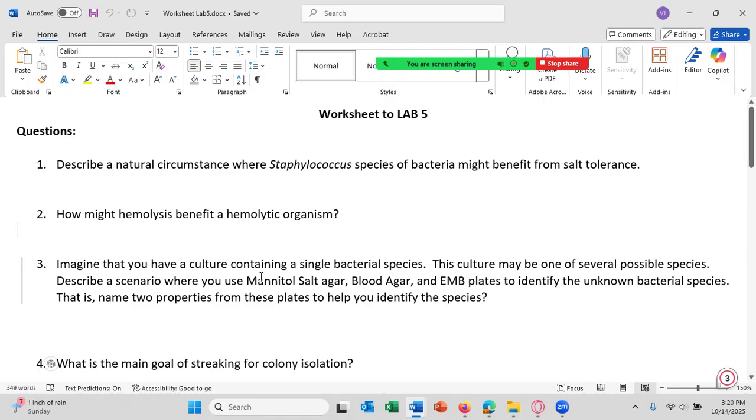And 3, imagine you have a culture media containing a single bacteria species. This culture may be one of several possible species. Describe a scenario where you use mannitol salt agar, blood agar, and EMB plates to help identify the unknown bacterial species. You must name 2 properties from each plate, mannitol salt agar, blood agar, and EMB, that can help you identify the species. Any question about 3? So you need to describe 6 properties to this number 3.